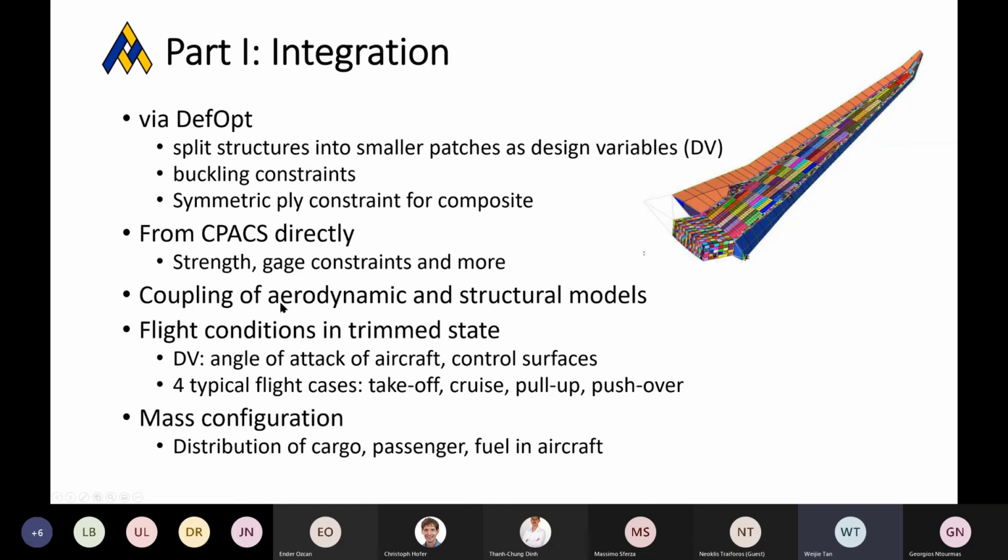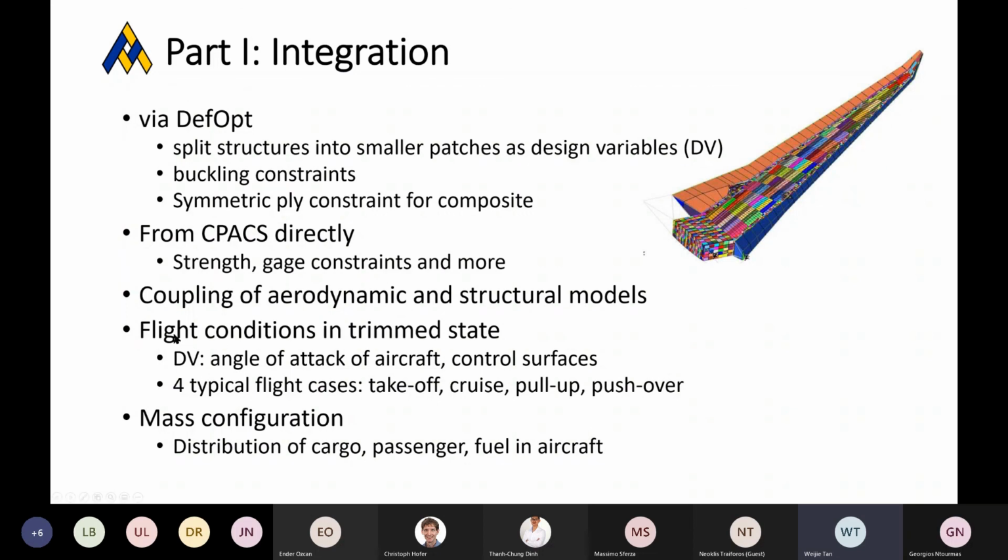And up next is the coupling between aerodynamic and structural models. This coupling is just the nodes to transfer the load of the aerodynamic forces to the structural model. Besides that, we also have flight condition in trim state. Trim state in this case refers to the steady state during several flight cases, such as takeoff, cruise, pull out, and push over. These are the 4 typical cases that will be automatically available even though it is not defined in the CPACS schema.